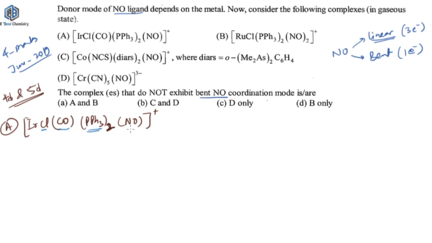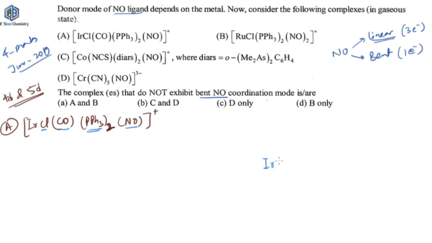Then 3, 4, then 5. So we have 5 ligands surrounding the iridium atom. So now the best possible structure which this iridium can form is square pyramidal. Okay, so iridium will form a square pyramidal geometry. That's what you need to understand. So it will look something like this: iridium forming a square pyramidal geometry.